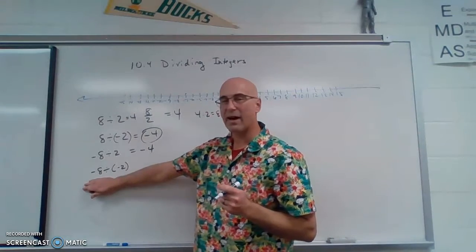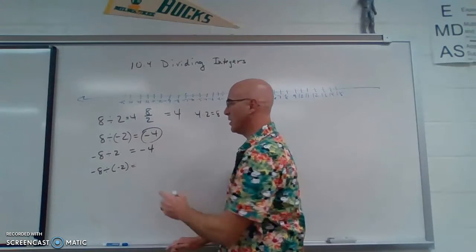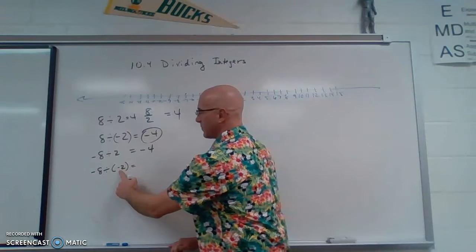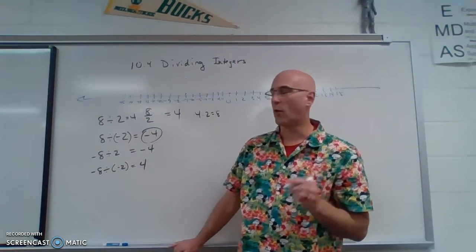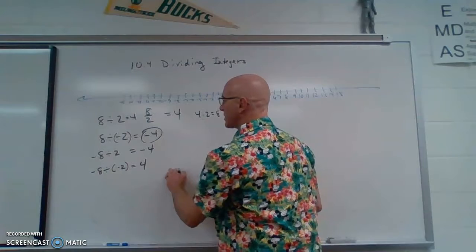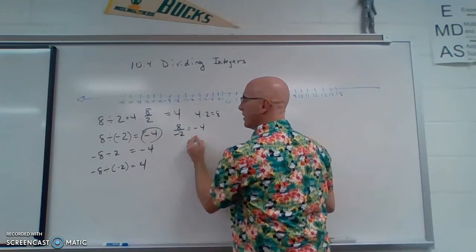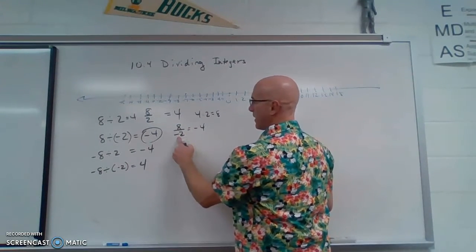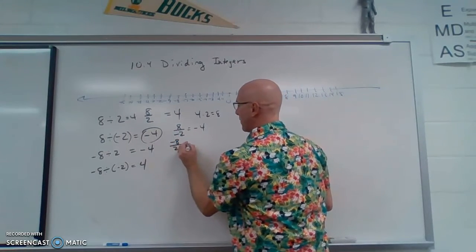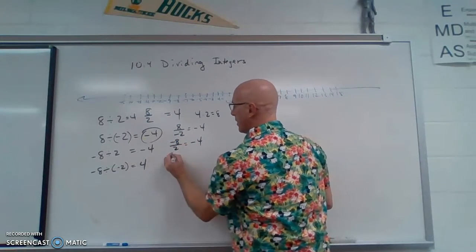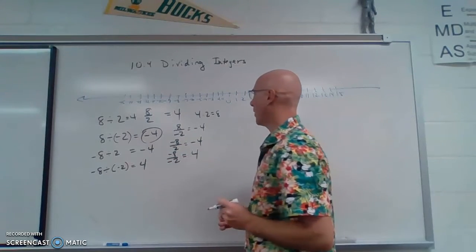And then we have negative 8 divided by negative 2. What times negative 2 is negative 8? And that would be 4. Just remember, all of these can be written in fraction form. 8 divided by negative 2 is negative 4, or we can say here negative 8 divided by 2 is negative 4. Negative 8 divided by negative 2 is 4.